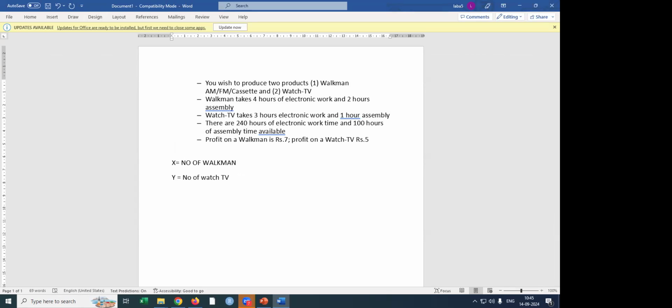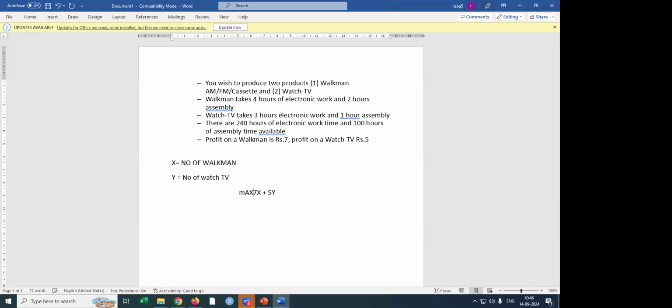Correct. So what it is saying, profit on a Walkman is ₹7 and profit on a Watch TV is ₹5. So if I produce 1 Walkman and sell it, I will get a profit of ₹7. If we produce 2, then I will get a profit of 14, but I am producing X. So what is the profit I will get? Can you tell me? You can put it in the chat box. Similarly for Watch TV, it is 5Y. If any confusion is there, please let me know.